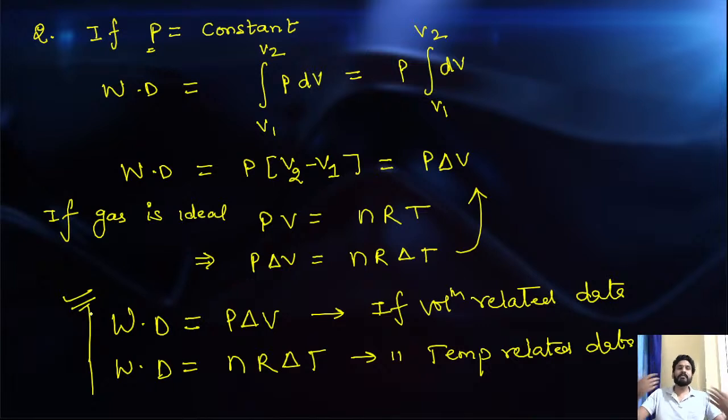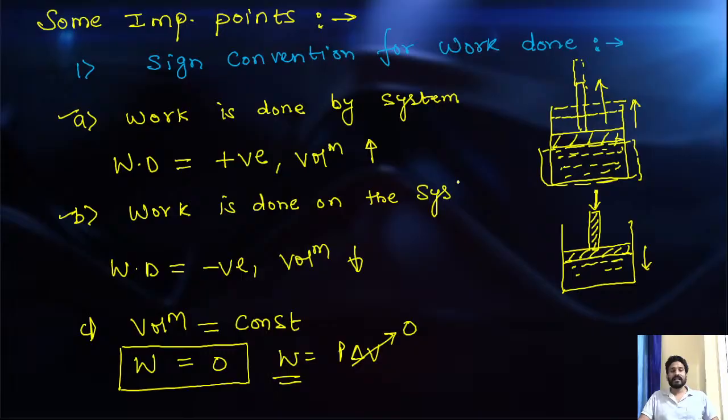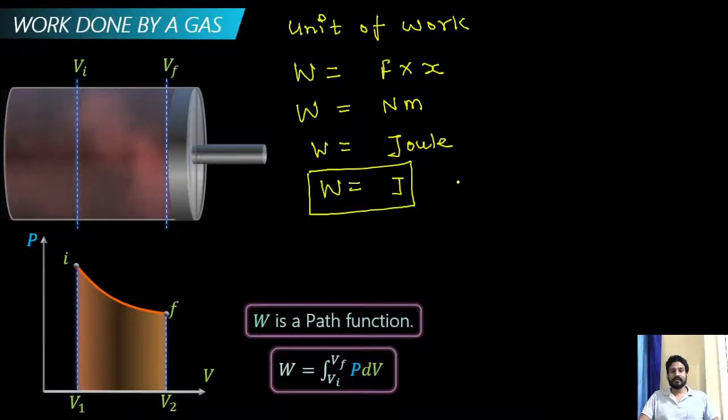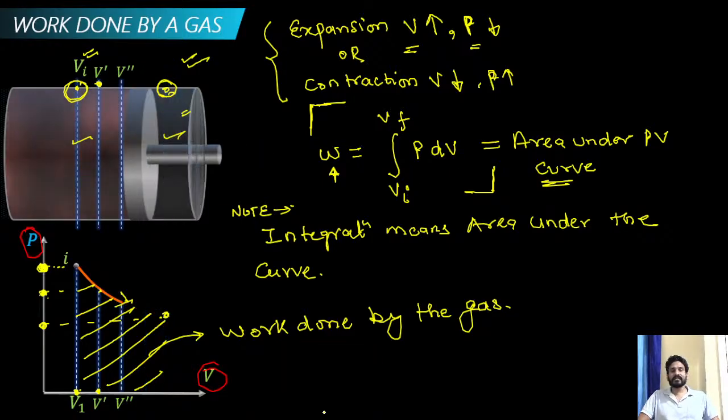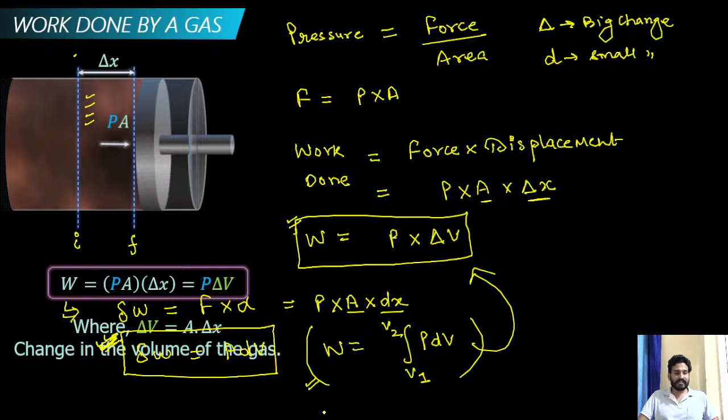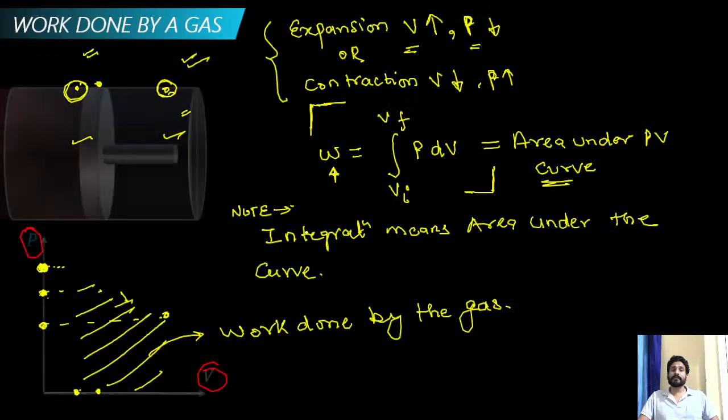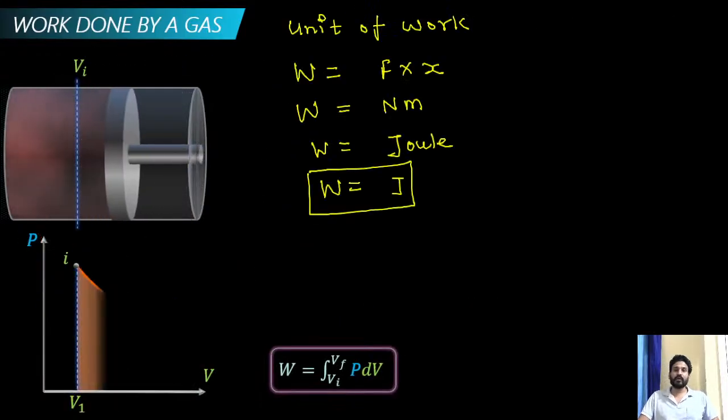Now it may be possible that you think, sir, what is new in this? Work done is equal to P delta V, we know this. You told us multiple times. What is the new thing here? You already explained this, you already discussed this, sir. Okay. Yes, I know that I already discussed this.